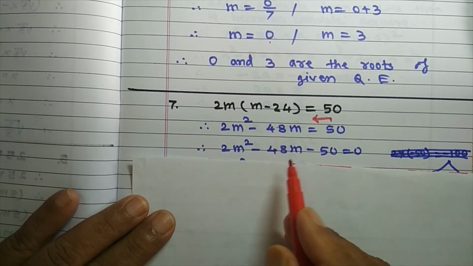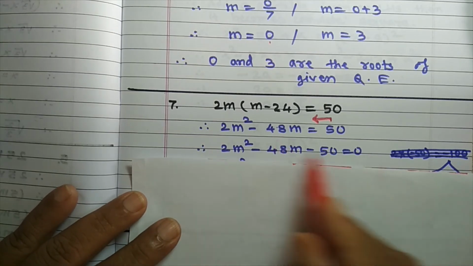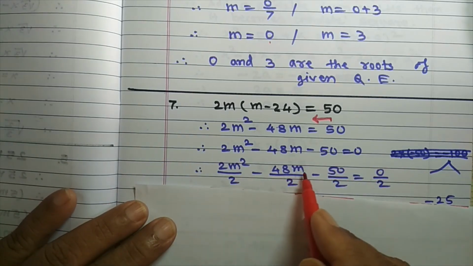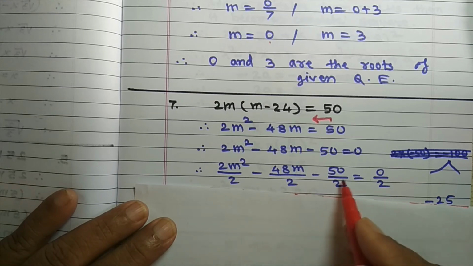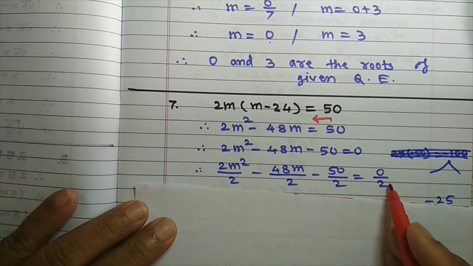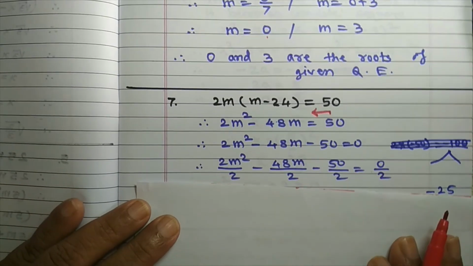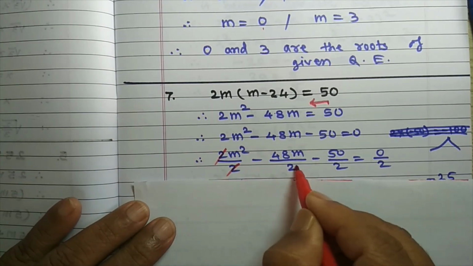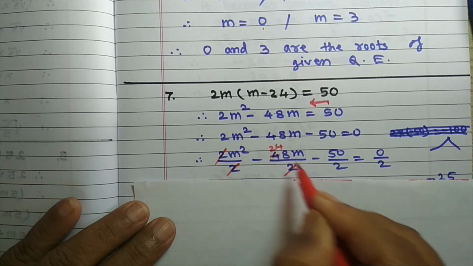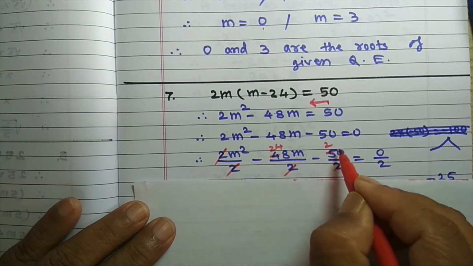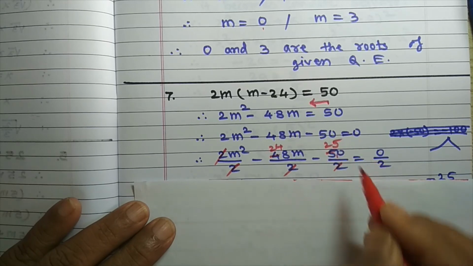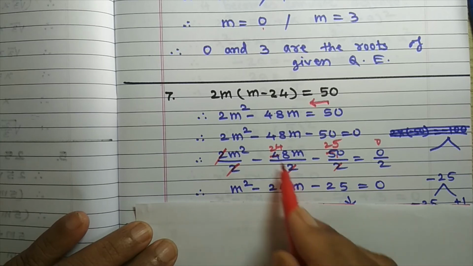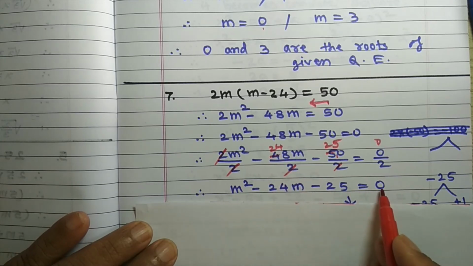Again we have to simplify, means we have to divide all the terms by 2. 2m square upon 2 minus 48m upon 2 minus 50 upon 2 is equal to 0 upon 2, because all the terms are divisible by 2. Then 2 gets cancelled here. 2 1s are 2, 2 2s are 4, 1 remains, 2 5s are 10, and here 0. Then it becomes m square minus 24m minus 25 is equal to 0.